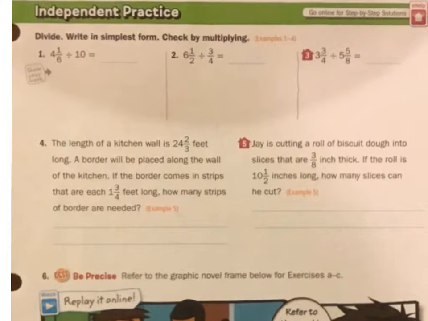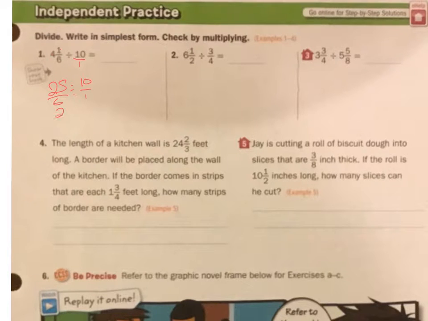This is the independent practice for 4.8, and you can check and see how you did. It's dividing mixed numbers. So I'm going to first make that into a fraction. Now I want to make this into an improper fraction. 6 times 4 is 24, plus 1 is 25 over 6 divided by 10 over 1.